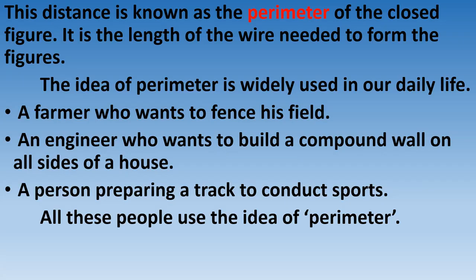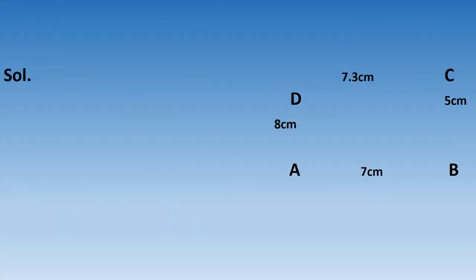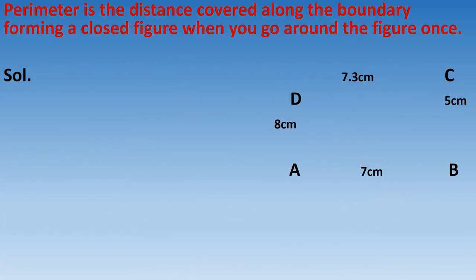So what is our conclusion? We conclude that perimeter is the distance covered along the boundary forming a closed figure when we go around the figure once. When we are moving along the boundary of the figure once, whatever distance we are covering, that is called the perimeter. This concept will be more clear to you with the help of some questions.